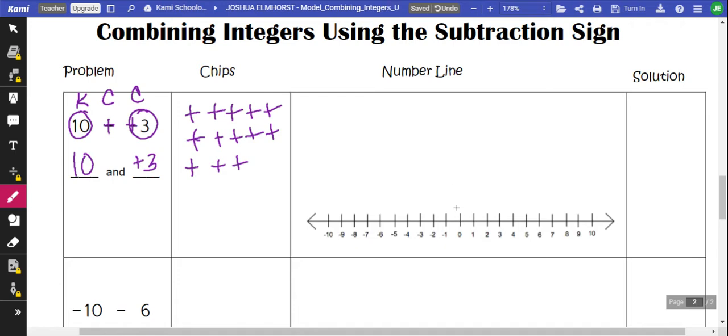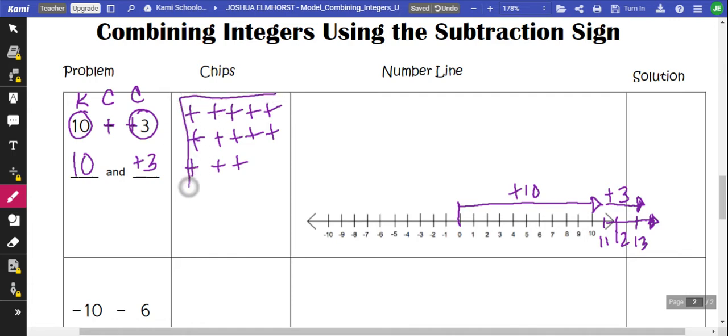Okay, so we start here at the number line and then we go +10. And then this is actually 11, 12, and 13. Then we go +3 more. So +10 and +3. So there's no 0 pairs because there's no opposites. So there's no canceling. It's all in the same direction. So we're going to end up with +13.